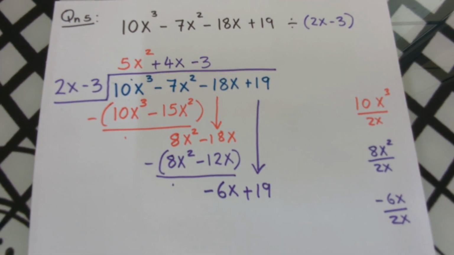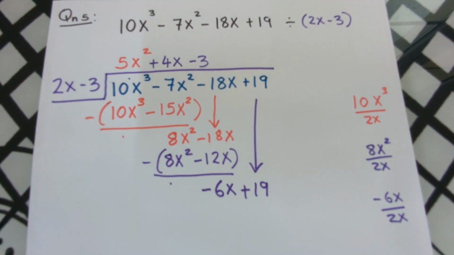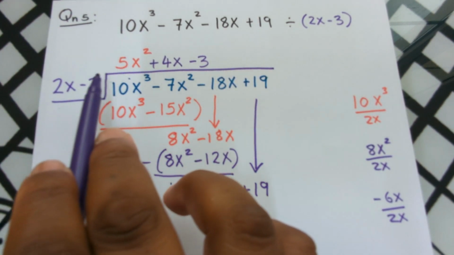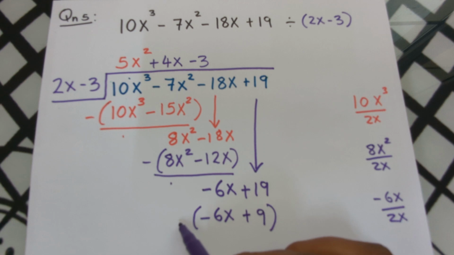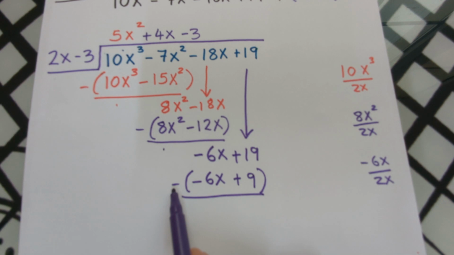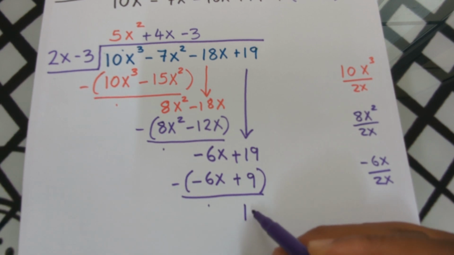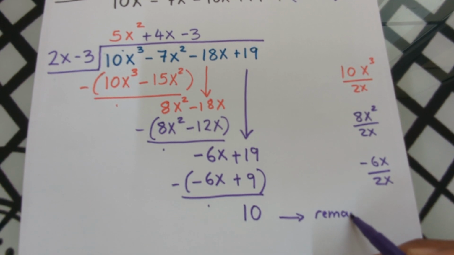x divided by x, it will cancel, that's 1. Now let's multiply negative 3 multiplied by 2x, that's negative 6x. Negative 3 multiplied by negative 3, that's positive 9. We put our brackets and subtract. Negative 6x minus negative 6x, it will give us a 0. 19 minus positive 9 is just the same as saying 19 minus 9, it will give us a 10. So 10 is our remainder.